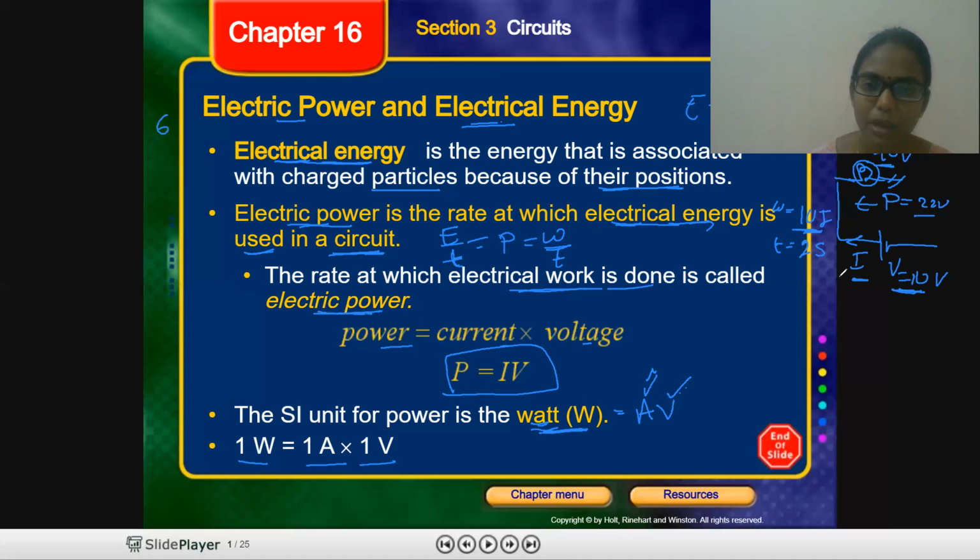So power in a given circuit is given by how much current is flowing in the circuit and how much voltage we provided. So current into voltage. SI unit of power is watt. Meaning of watt is 1 ampere and 1 volt. That is the meaning of 1 watt. I hope this is clear, children, regarding the power.